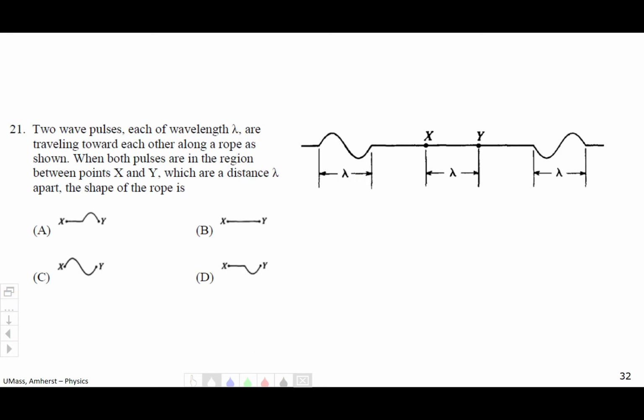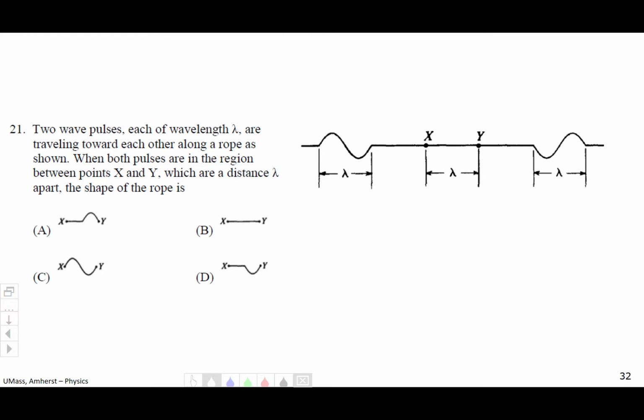All right, so two wave pulses are traveling towards each other. Figure out what they look like when they reach points x and y. So when they are both right on top of each other at point x to y, what is that shape? So pause, take a minute to figure it out, and then resume. All right, so if you start it up again, let's figure it out.